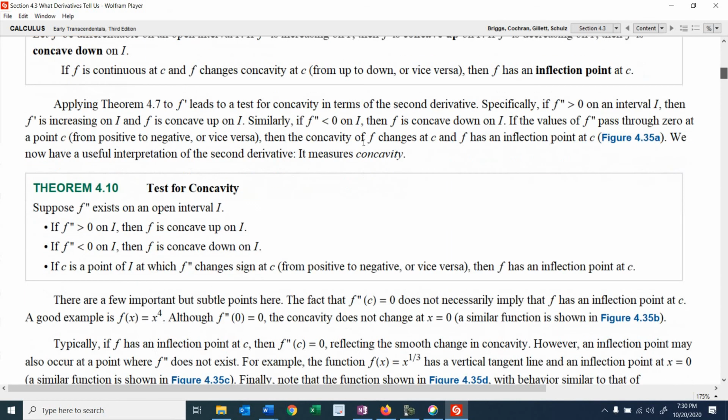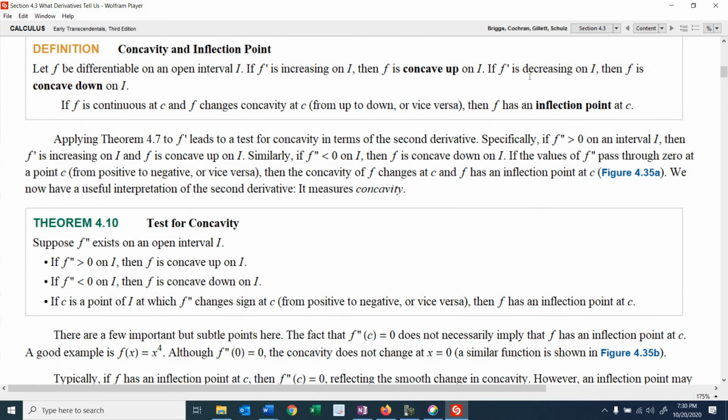Okay, if the second derivative is negative on the interval I, then that indicates that the first derivative is a decreasing function on the interval I. And again, if the derivative is decreasing on the interval I, then by definition, it's said to be concave down on I. So that's why this test for concavity works.